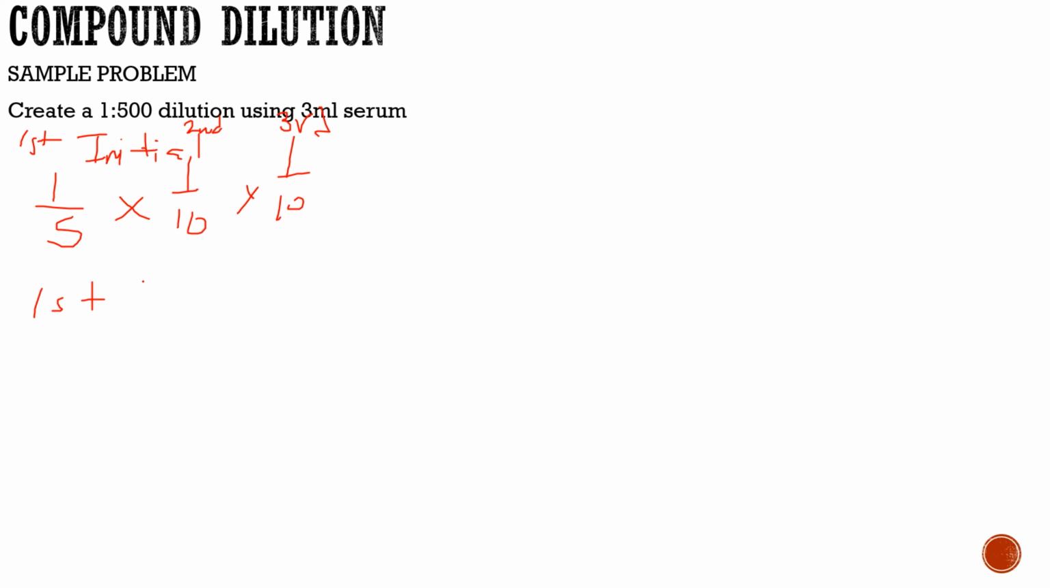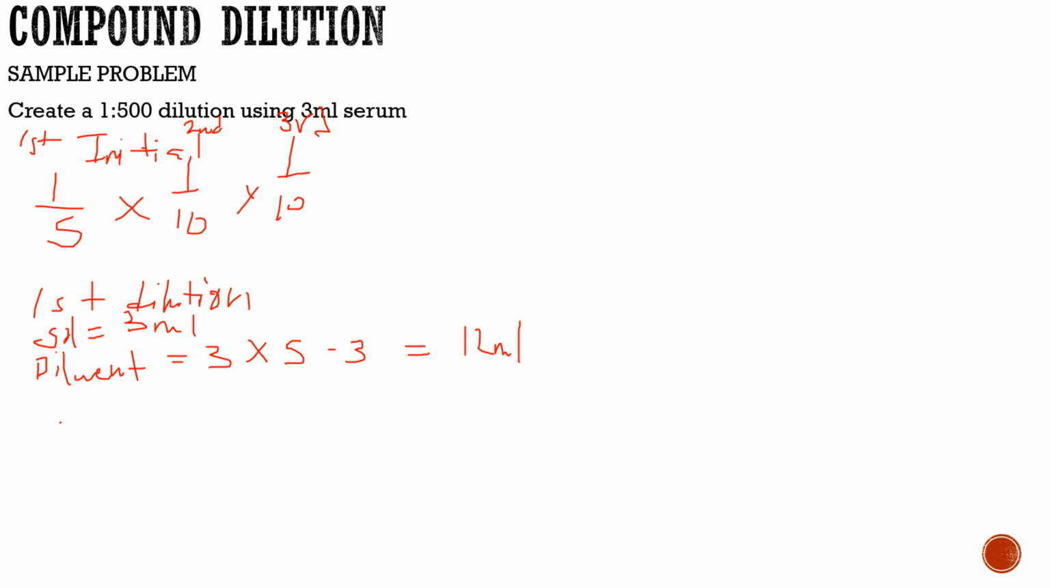So the first dilution, ang solute nyo, equal yan lagi ha, sa lahat ha, is always 3 is the given, which is 3 ml. Diluent nyo naman is equal to the solute times the total volume minus the solute. So 3 times 5 minus 3. So 3 times 5 is 15 minus 3 is 12 ml. Then you now compute for final dilution.